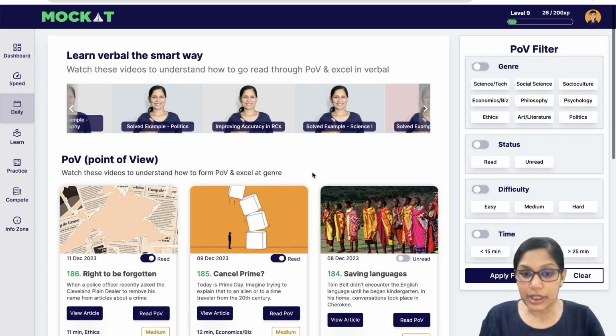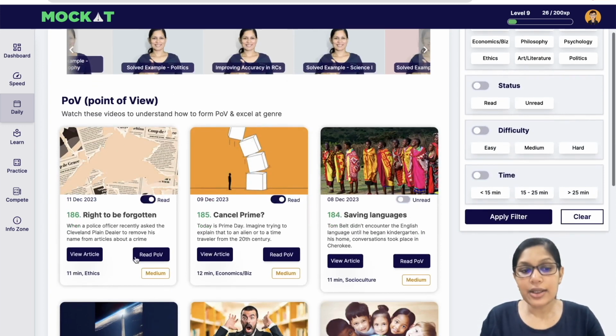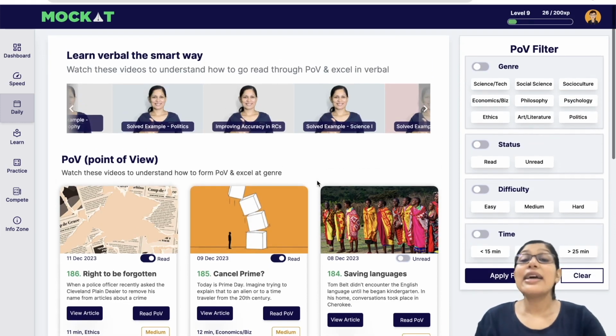What you should be doing is, from day one of joining Mockat, you should be viewing the day's article, right? You can see today, again, it's 12th, so we have articles till 11. We already have almost 200 articles, and we keep adding articles daily. The reason for this is RCs in CAT are very, very important.